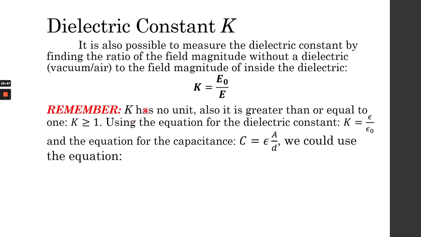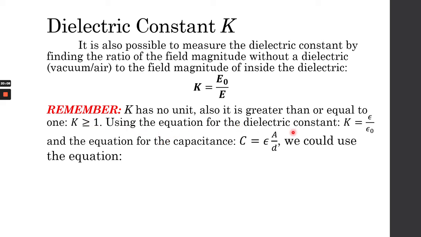Also, when we are using dielectric constants, it's always going to be either equal to 1 or greater than 1. Okay? It cannot be negative, it cannot be 0. It's either 1 or higher.